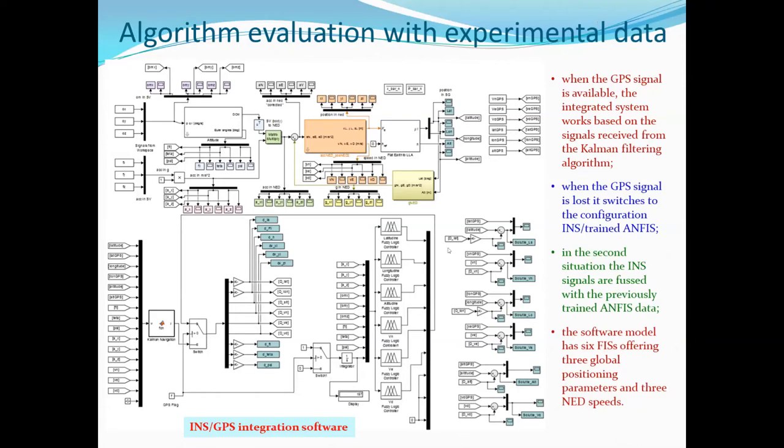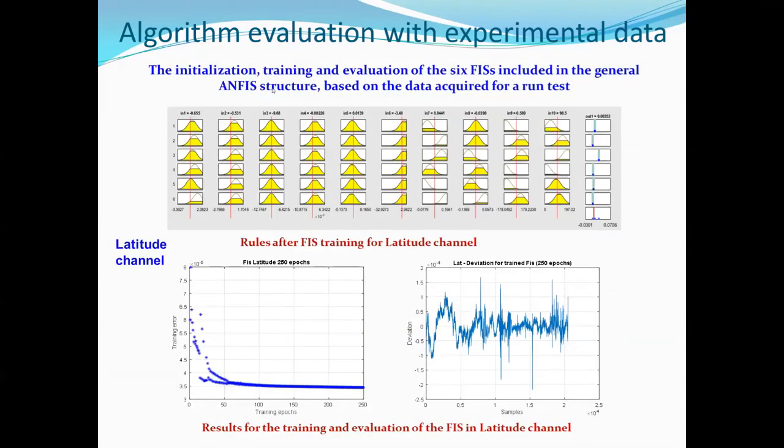Also, as I told you, we have here six fuzzy inference systems, six independent fuzzy inference systems, which provide us the information related to the positions, the three positions, latitude, longitude, and altitude, and three speeds in the north-east-down reference frame. You can see here the rules after the fuzzy inference system training for the latitude channel.